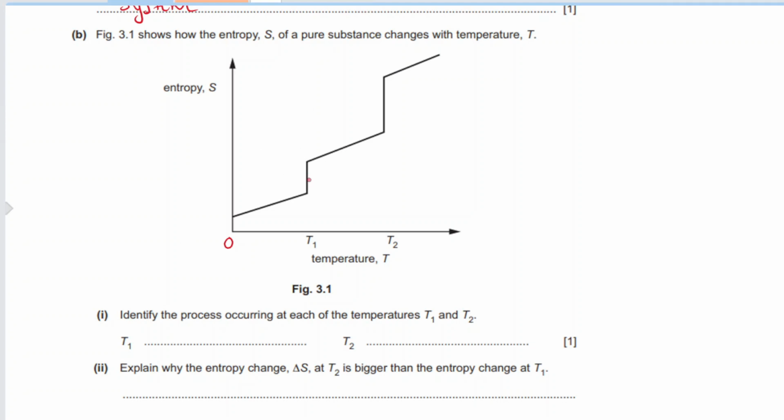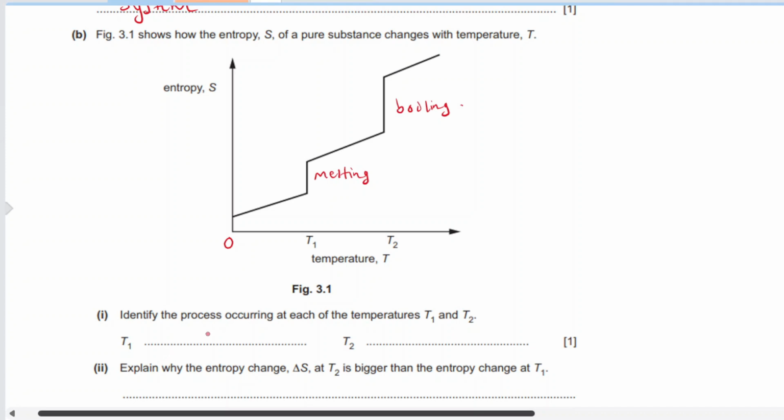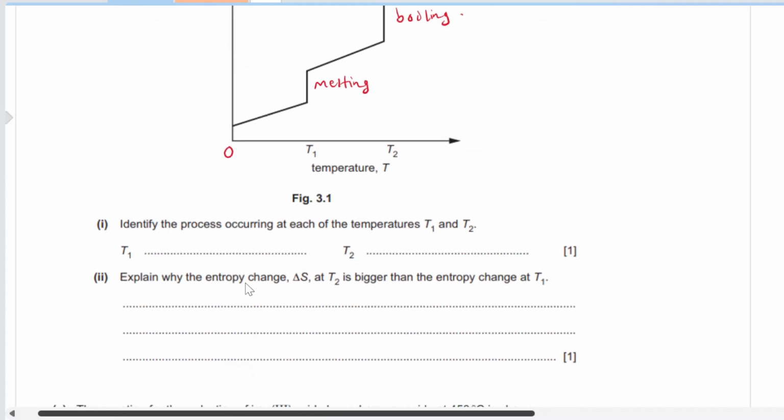And remember, we said that this point over here is where the particle is melting, and this point over here is where it's boiling. Identify the process occurring at each of the temperatures T1 and T2. So we have just answered this already. Explain why the entropy change, delta S, at T2 is bigger than the entropy change at T1.